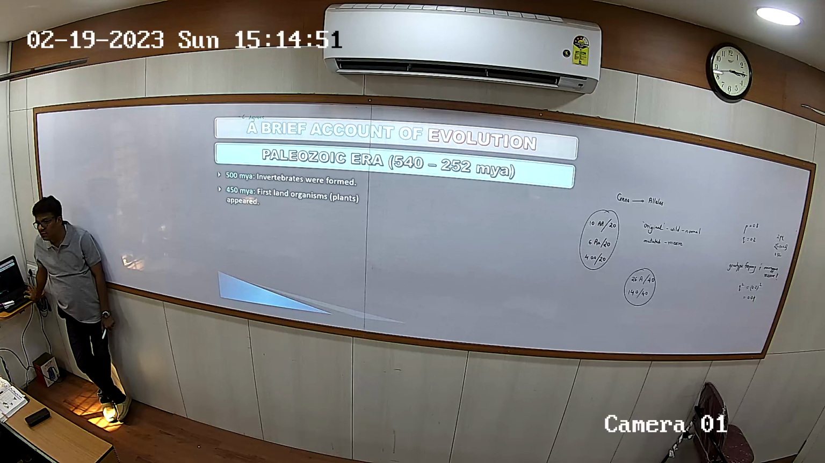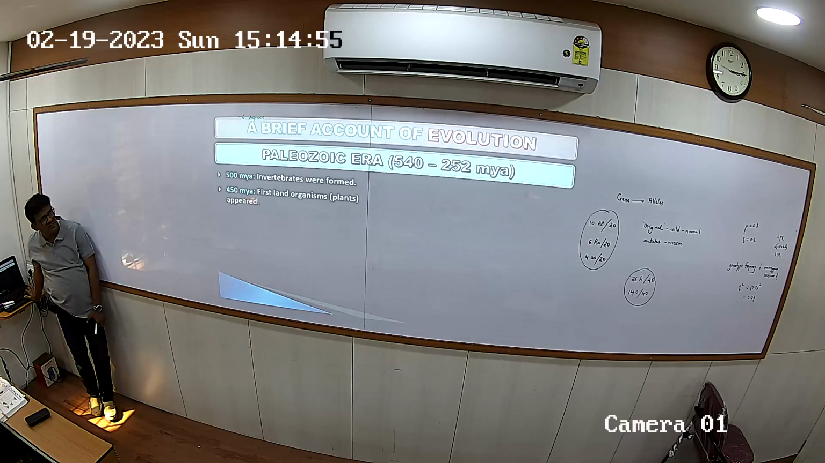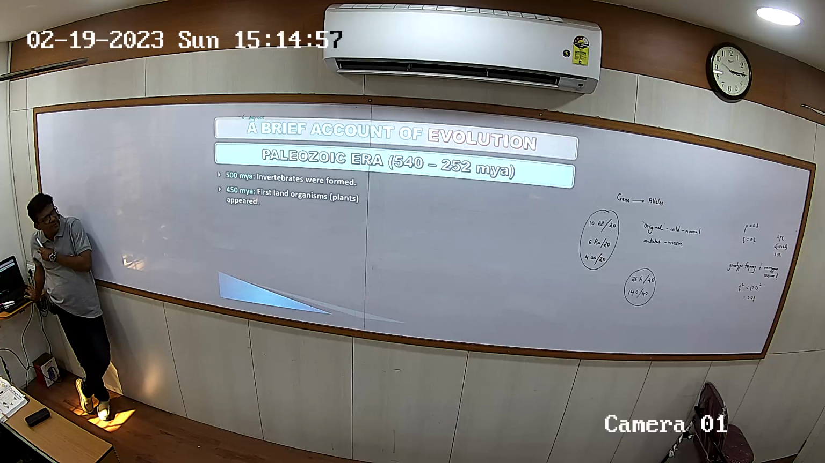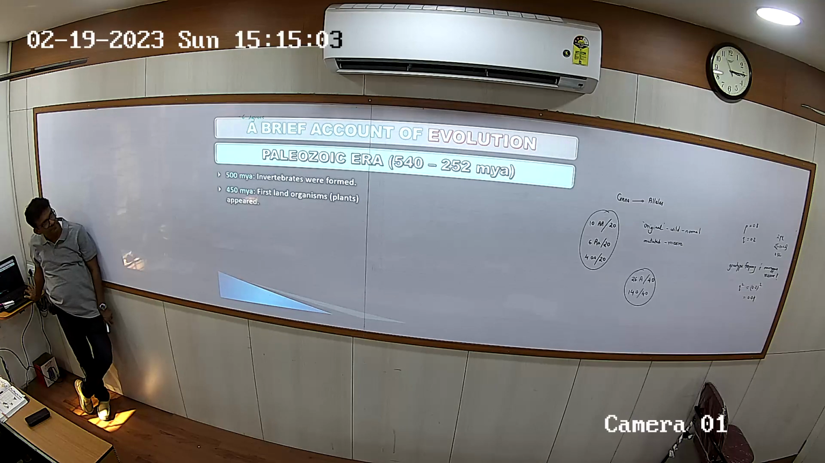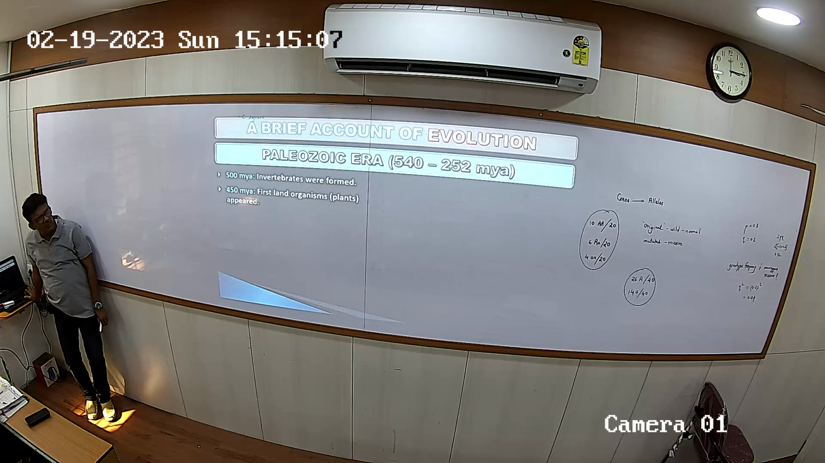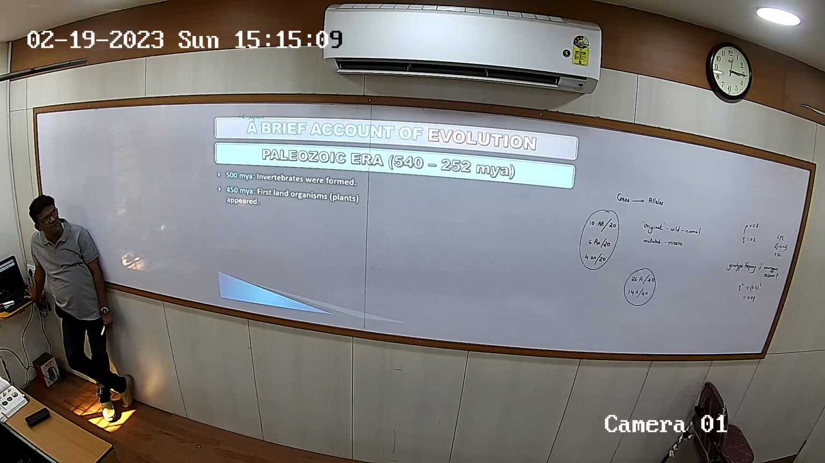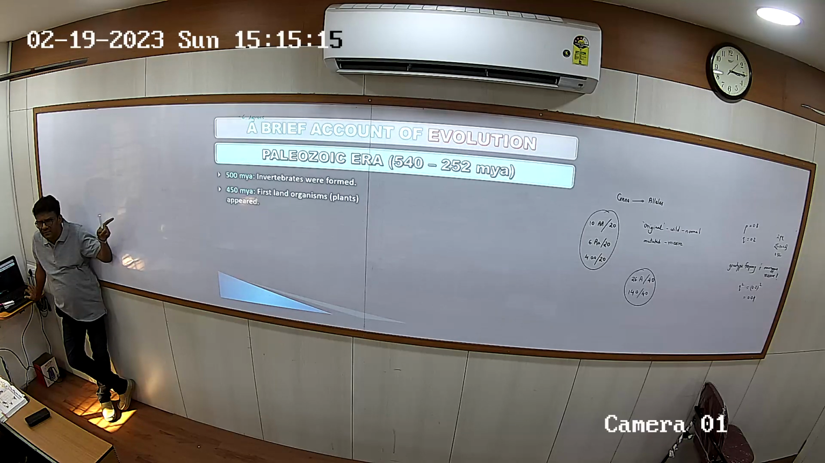Again, this is given in the textbook. Have a look. 500 million years ago, invertebrates were formed. 450 million years ago, first land organisms, plants appeared. That means when invertebrates were formed 500 million years ago, there were no land plants. This is the meaning of that. 500 million years is older than 450, right? Yes.